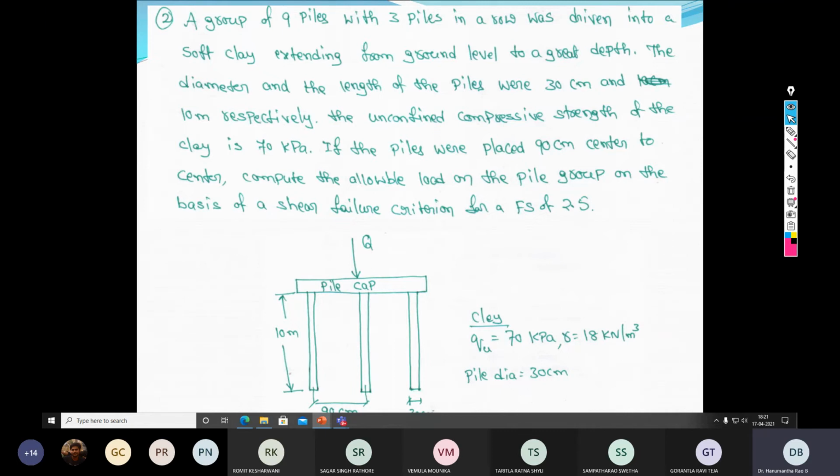So this sum is almost a replica of the previous one. The only thing is this is a uniform clay, a single layer, and the pile length is 10 meter only. So follow the same philosophy. You need to calculate the pile group capacity considering the piles act as a block and the piles act as individual piles.